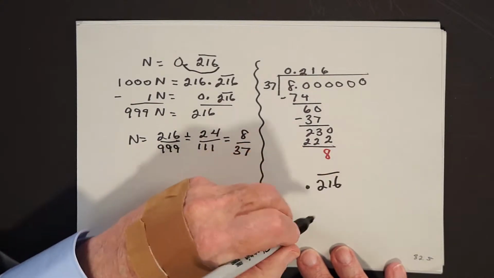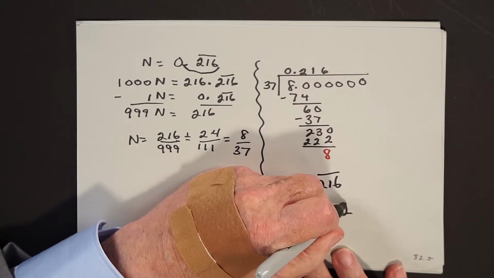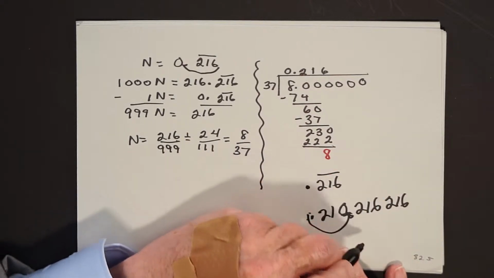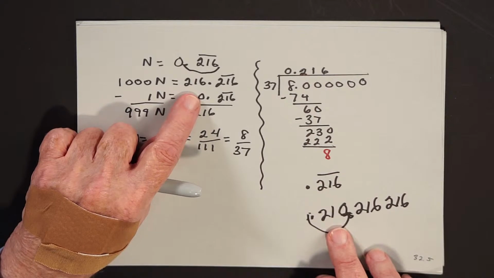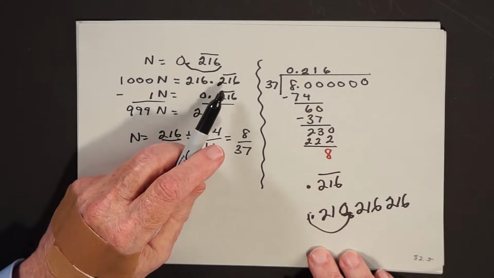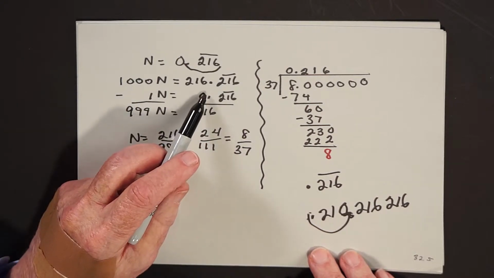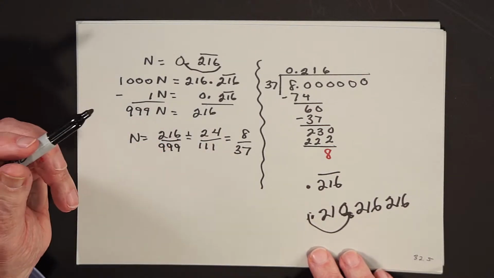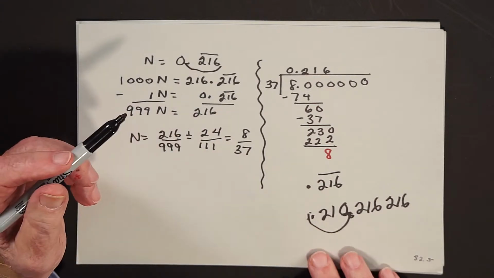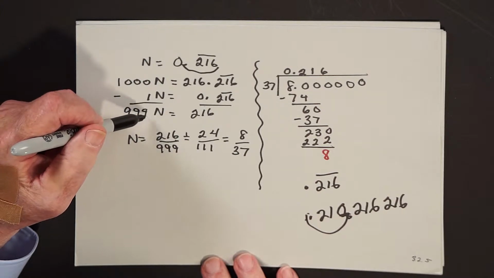If I move it 3 places, I get 216, 216, 216. If I move the decimal point 3 places, I get what? 216, and then the same repeating cycle. But if I move the decimal point 3 places to the right, I've multiplied n by 1,000. So 1,000n is 216.216, 216 endlessly. 1n is 0.216, 216 endlessly. I subtract 1n from 1,000n, I have 999n left.